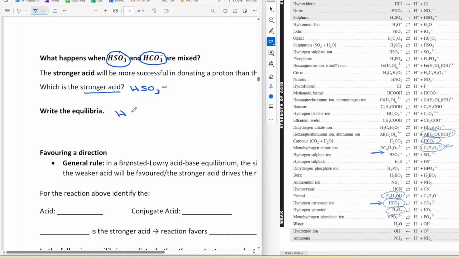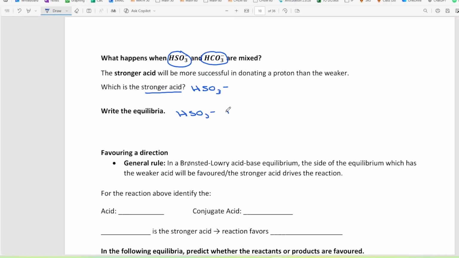So if we mix HSO3 minus with HCO3 minus, and you'll notice we don't write states because they're all aqueous, this is going to be in equilibrium with... If this is going to act as the acid, we're going to write its conjugate base.